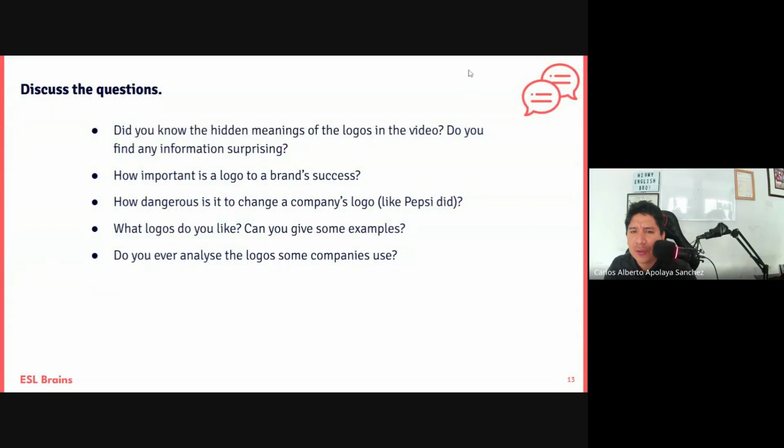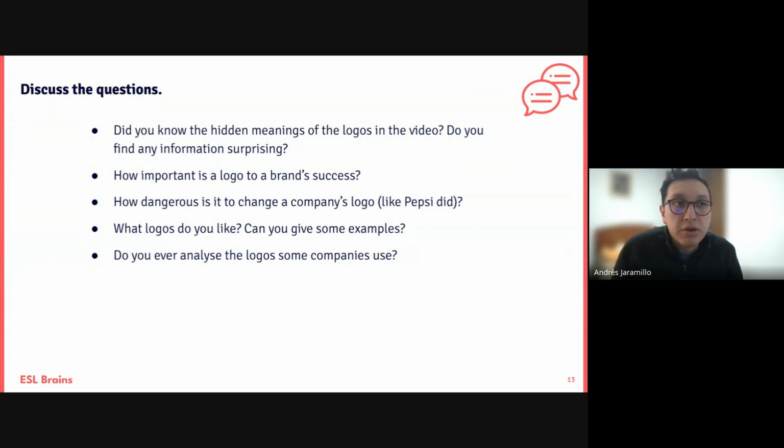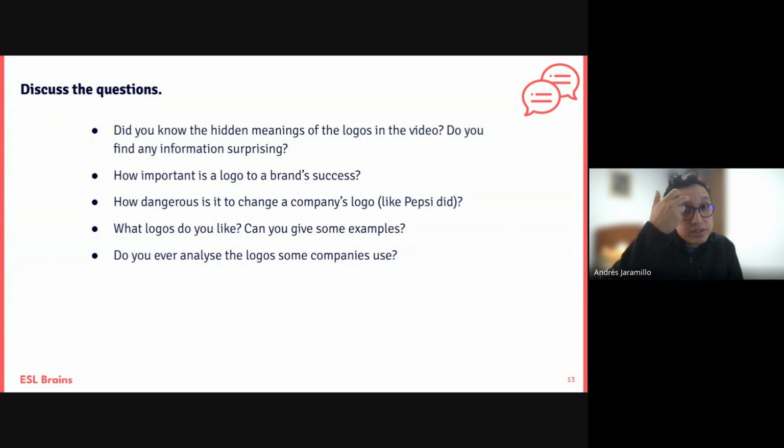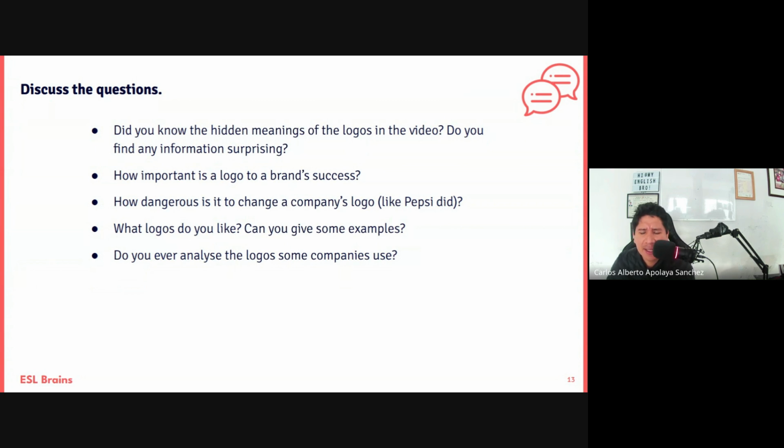Did you know the hidden meanings of logos in the video, Amazon, for example? Yeah. So how important is a logo to a brand? It's really important that a company, or maybe a new company or small business, has a logo. Why is a logo important? The logo is the presentation of the identity. Is that the only reason?